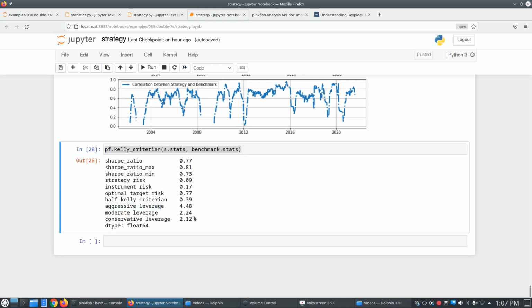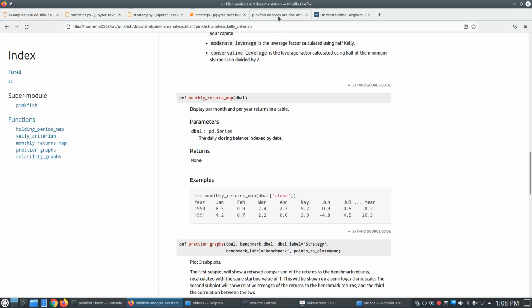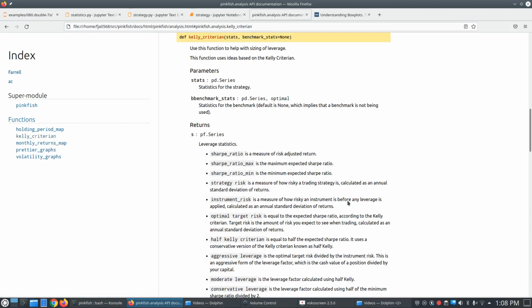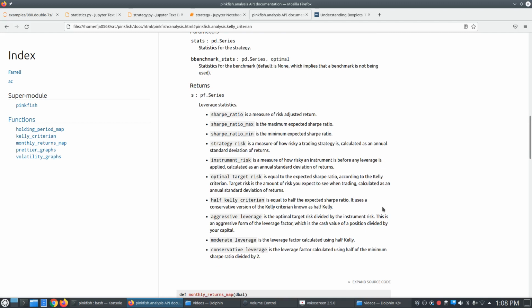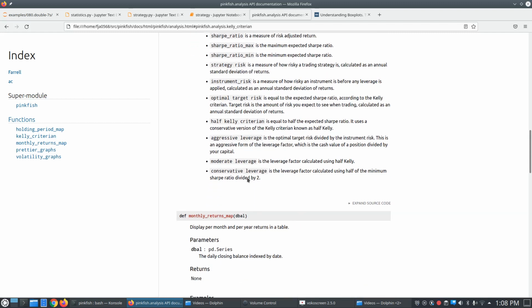And I also have another calculation that I invented called a conservative leverage, and that puts it at 2.12. And to learn more about these, you can go to the Pinkfish documentation and look up Kelly Criterion. Okay, and it will go through and explain these things to you, how it works.